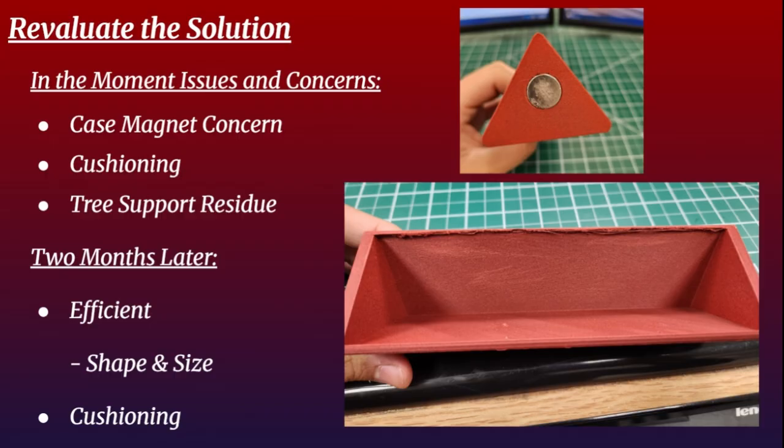The last issue for the glasses case is the tree support residue. For some reason, during the printing of the new glasses case piece, the top corner of the case piece spaghettied. Though, like the magnet issue, this can be easily fixed with the use of sandpaper and melting the pieces smooth with a lighter to make the surface smooth.